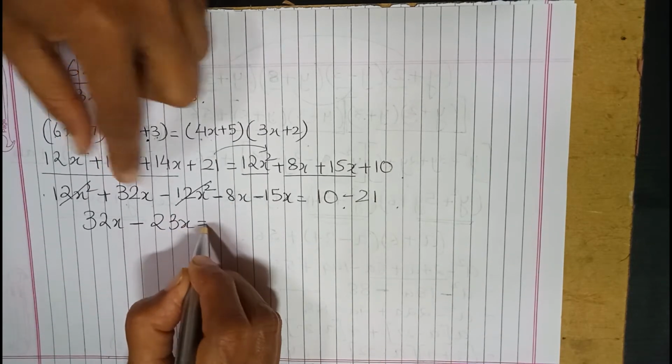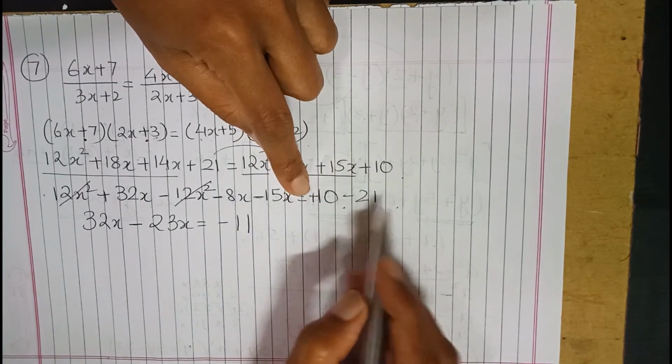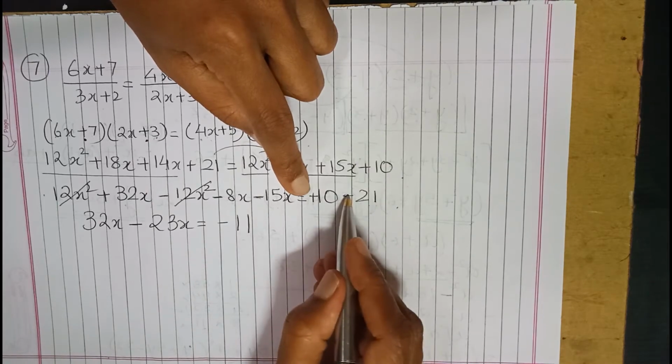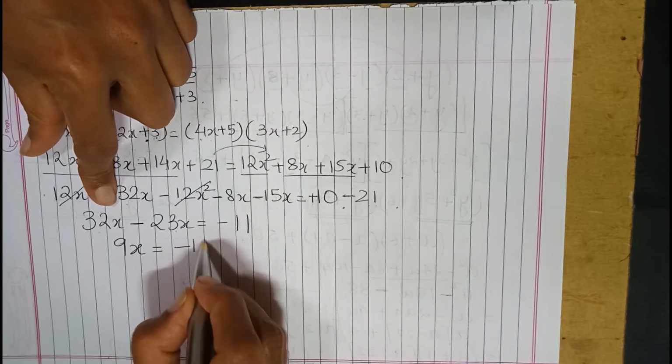So 23x. 10 minus 21 is minus 11. Again one number is plus, one is minus. So we do subtraction and give the sign of the bigger number. So 32 minus 23x is 9x is equal to minus 11.